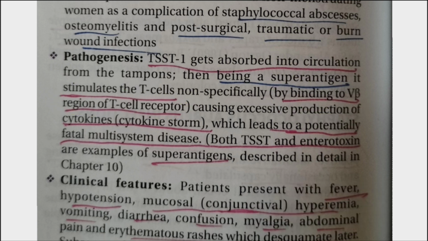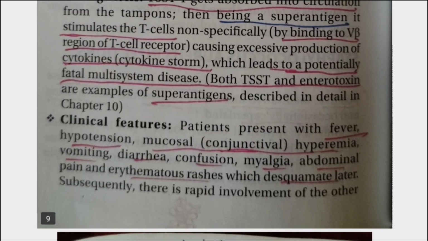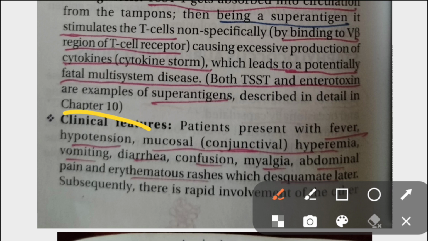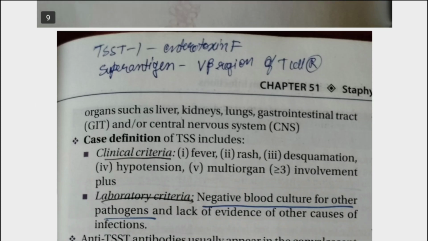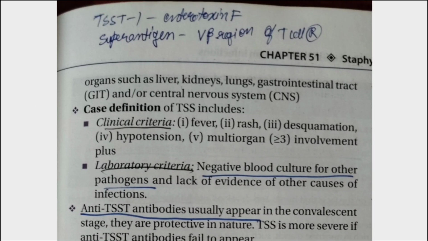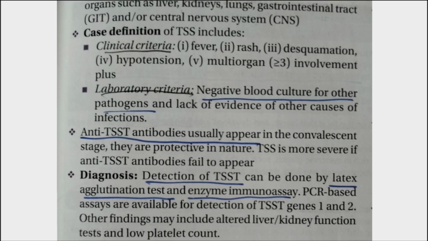Clinical features of TSST are fever, hypotension, mucosal hyperemia, vomiting, diarrhea, confusion, myalgia, abdominal pain, erythematous rashes, desquamation, and later rapid involvement of other parts. You remember this hypotension, okay? TSST-1 is enterotoxin F, a super antigen acting on the V beta region of the T cell receptor. Case definition is by clinical criteria: fever, rash, desquamation, hypotension, and multi-organ involvement.